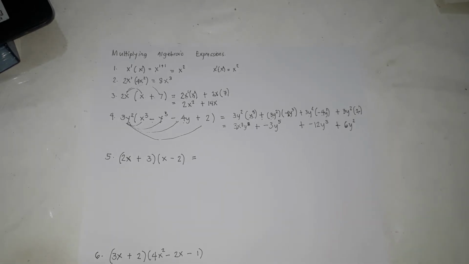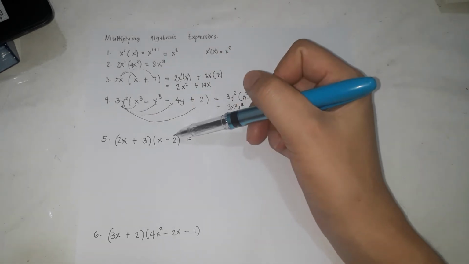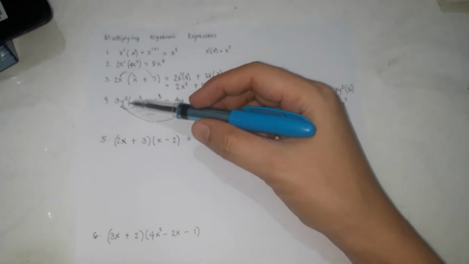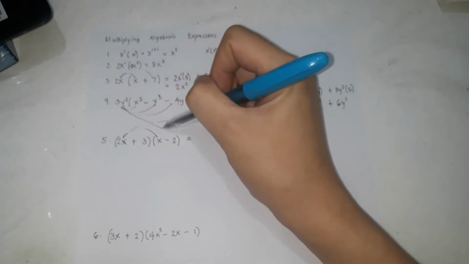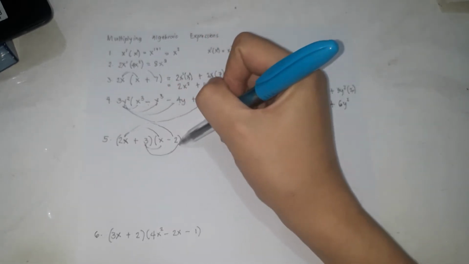Next, this one is quite different because it's binomial by binomial. What you're going to do is the same process, you're going to distribute. However, multiply this one by this, and this one by this. Then this one multiply by this, and this one also by that.